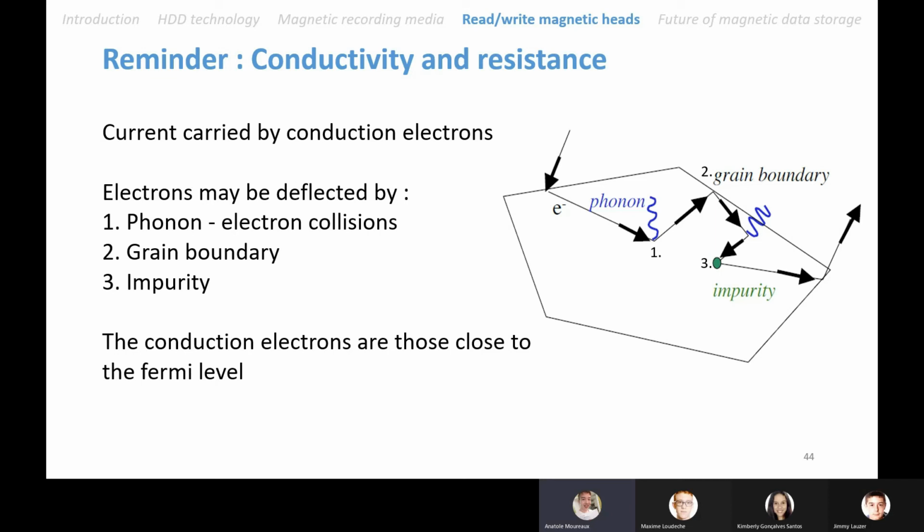Here is a brief reminder about electric conductivity and resistance. In ferromagnetic materials, the current is carried by conduction electrons, which are close to the Fermi level. The electric resistance is the result of collision of electrons with phonons, grain boundaries, or impurities deviating electrons from their initial path.